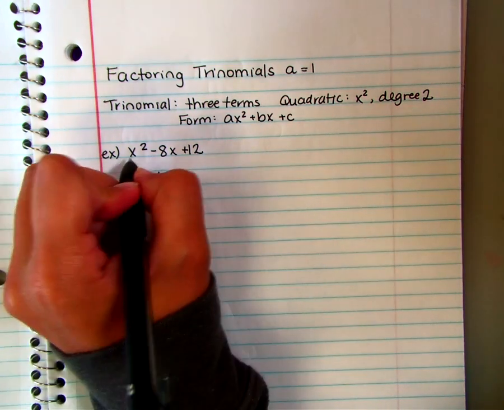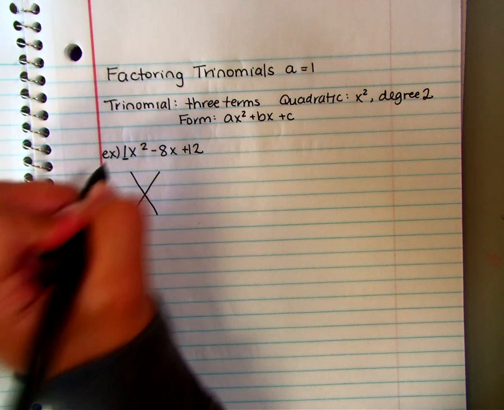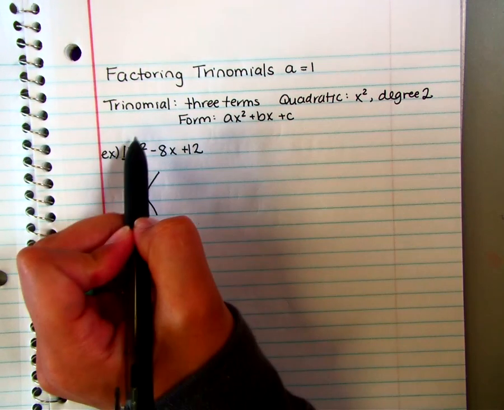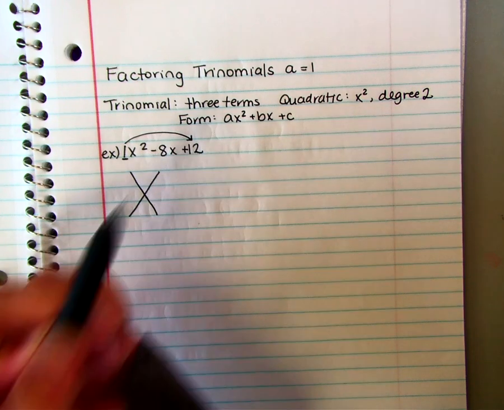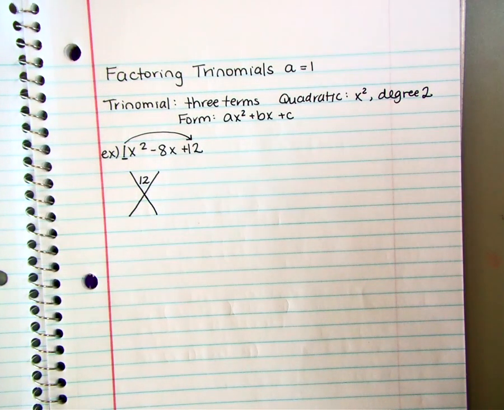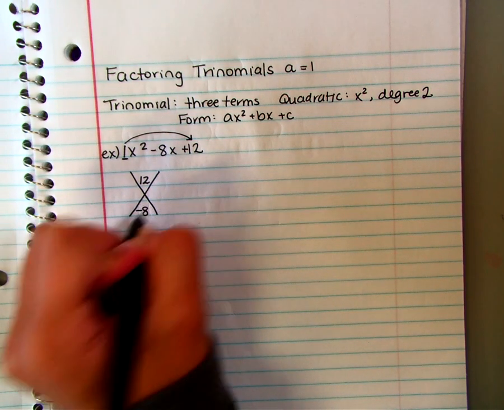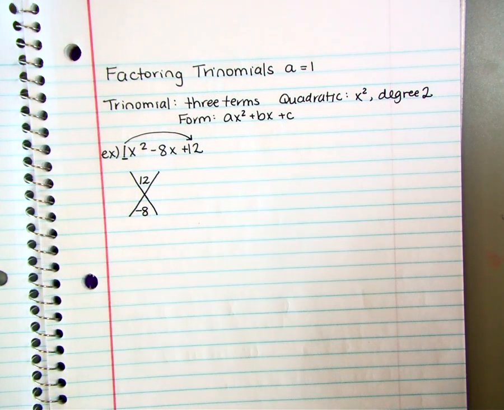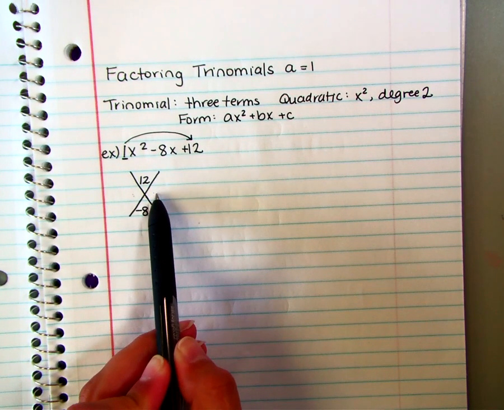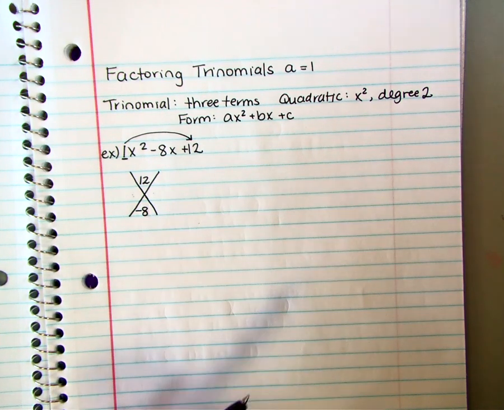And so what we're going to do is essentially there is a number in front of this x squared, and it's a 1. It doesn't change the value or anything. And what we're going to do is we're going to multiply that a value of 1 times this c value of 12 and put it up here, and this is just organizing our thoughts. And that b value goes on the bottom, and we're going to keep the sign, so negative 8. And we are going to fill in the sides right here with numbers that multiply to give you 12, but add to give you negative 8.